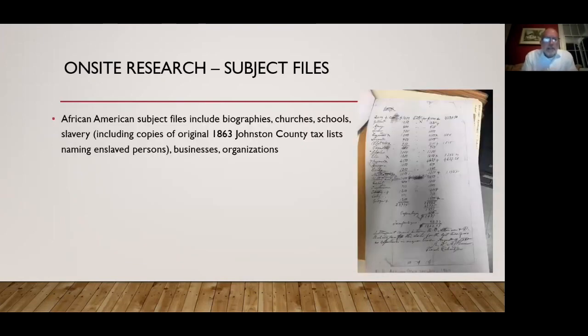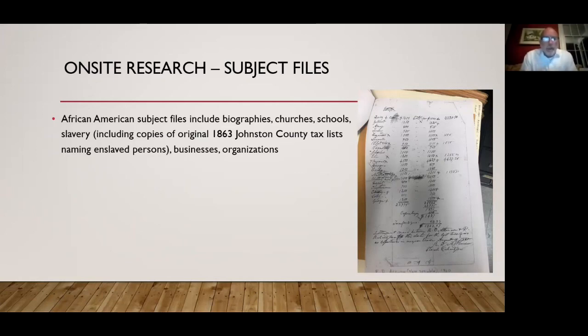We also have subject files. They're fairly extensive. We have a series called African Americans, and it includes African American biographies, African American churches, schools. We have files on slavery, including copies of the slave narratives, such as Cornelia Andrews and others. You can find those online as well.